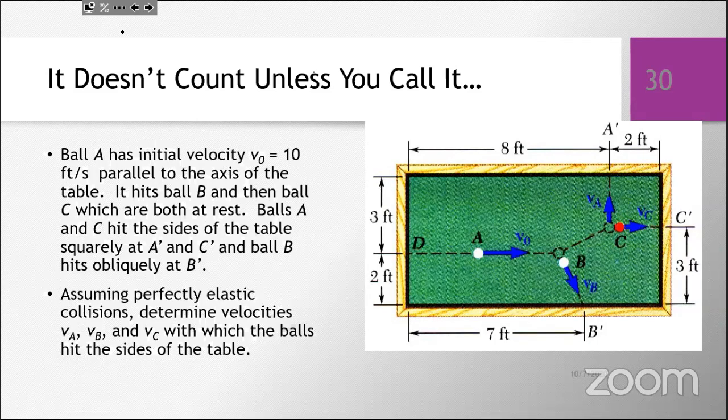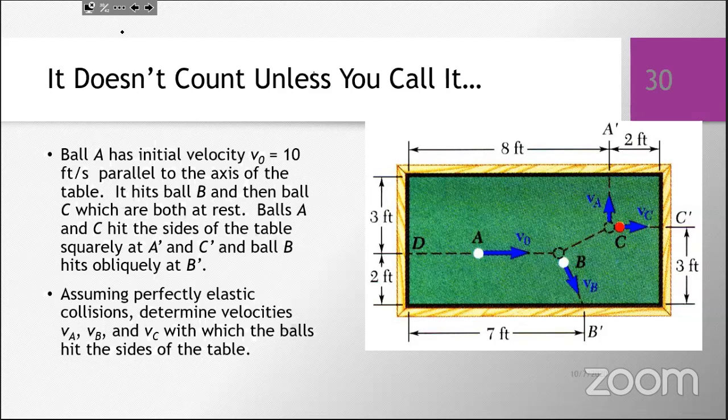Balls A and C hit the sides of the table squarely at A prime and B prime. So what happens? Ball A hits ball B, comes down and hits the table at B prime. Hits it down here. Same deal. Ball A then travels on to hit ball C. Ball C ends up here, and ball A ends up against the bumper there. We've got a lot of dimensions here. Assuming perfectly elastic collisions, determine velocities VA, VB, and VC.